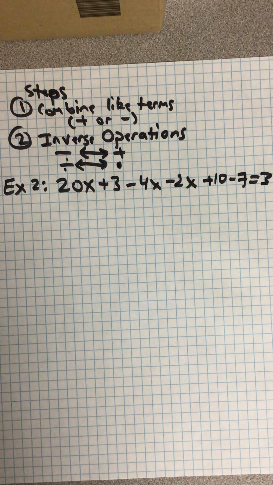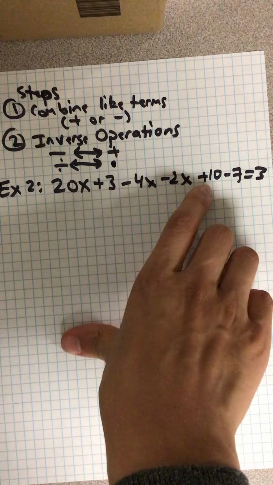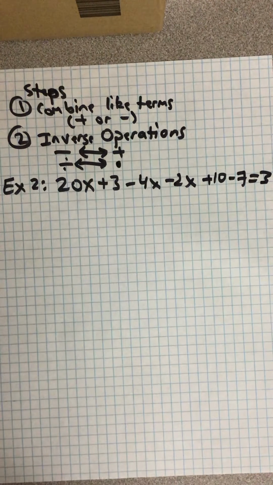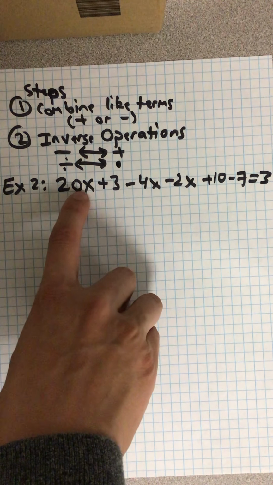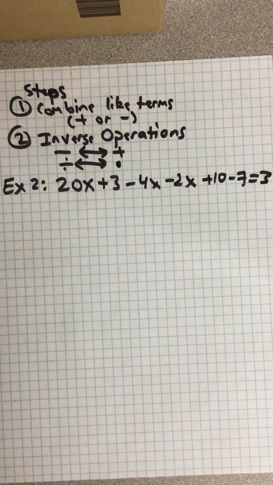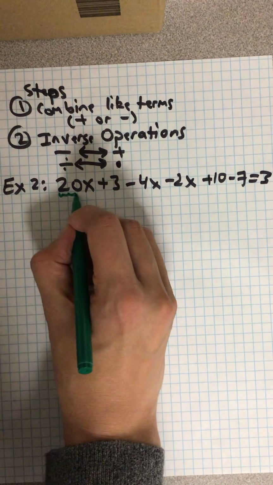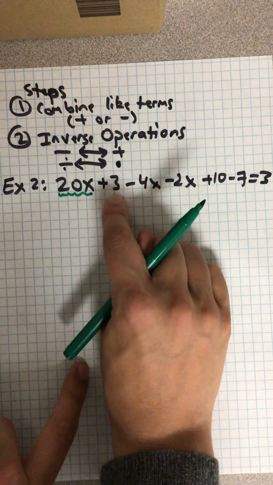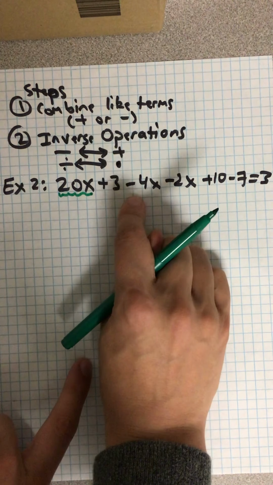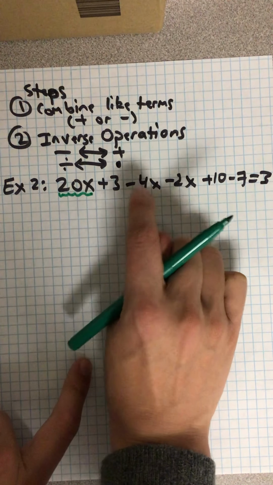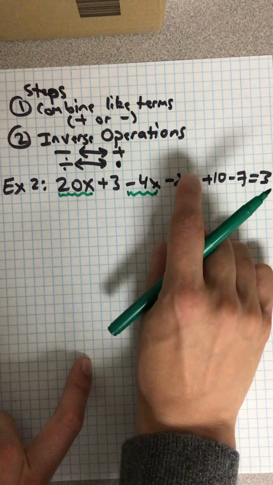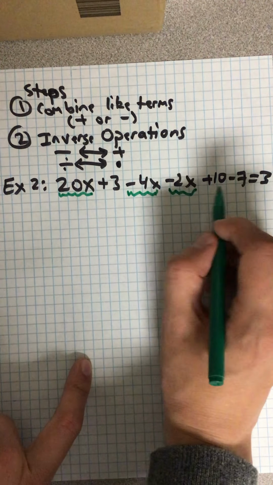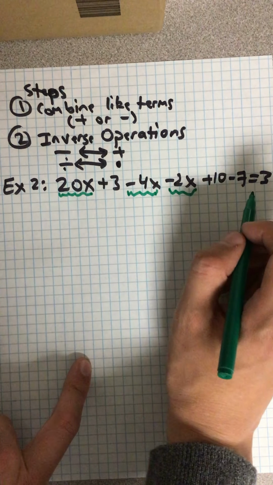So we need to find out which terms on our left side of the equals sign are alike and combine them. I'm going to start by looking at 20x. 20x is a number and a variable, so we're looking for the x variable ones that have no exponent on them. So we have this one. I'll underline it in green. 3, nope, that's a regular number. There's no x on it. Minus 4x, oh, we got our x's that match with the same variable. They go together. Negative 2x, oh, it's got an x on it. It matches. It goes together. And then 10, no x. Negative 7, no x.